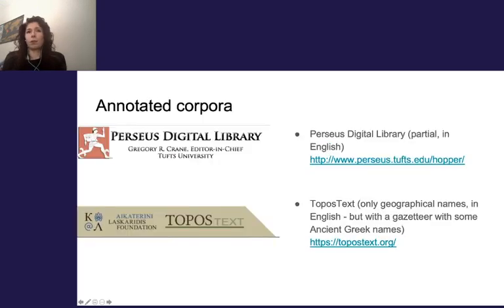And there is a handful of annotated corpora out there, which, however, mostly entail English translations rather than the Greek text. So the Perseus Digital Library, where most of them are available, and Topostext, which is specifically for toponyms, specifically for geographical names.